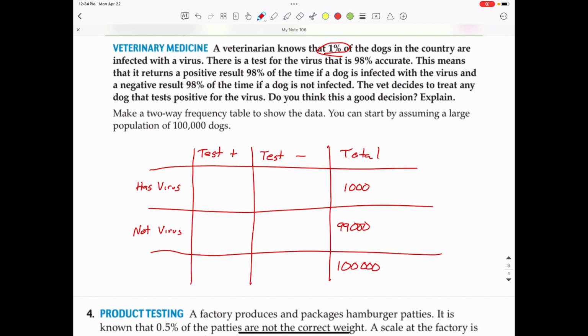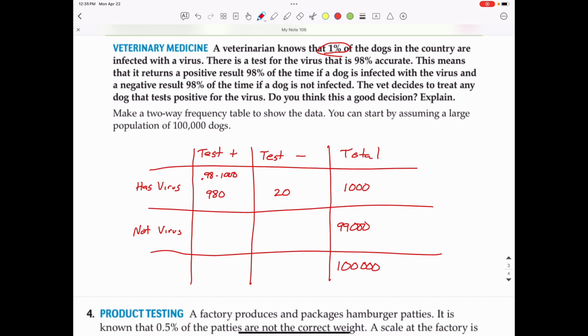Okay, so the test is 98% accurate. So what that means is that if the dog has the virus, it will test positive, and if the dog does not have the virus, it should test negative. So this section right here that I'm marking through is test positive but has the virus. That's where the 98% accuracy comes into play. So we're going to take 98% times the 1,000 that's in that category. When you take 98% times 1,000, you get 980. But that means there will be 20, because 1,000 minus 980 is 20.